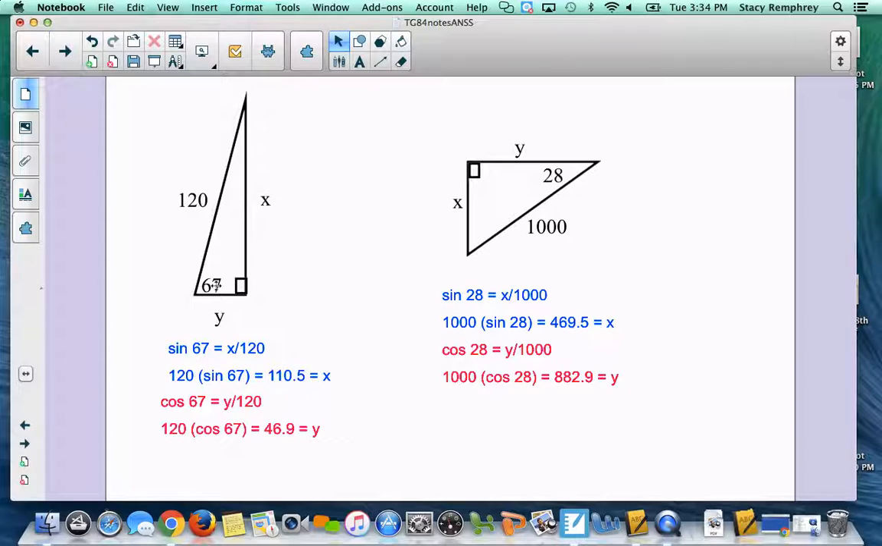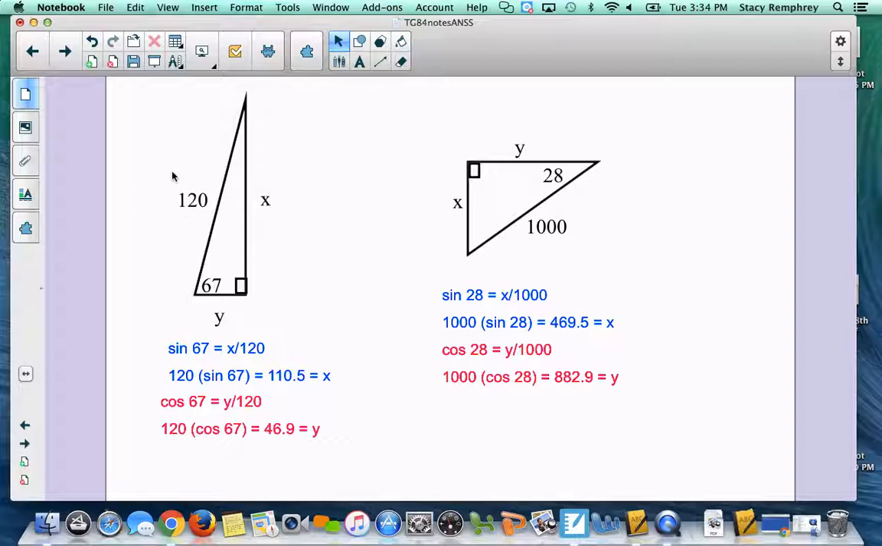So I'm going to use my trig functions. I'm going to start here to get x. Here's 67. And there is more than one way to do this. It's just I don't have time to talk through all the ways in a video. So I'm going to say, okay, the x is opposite the 67. So I'm looking for opposite.